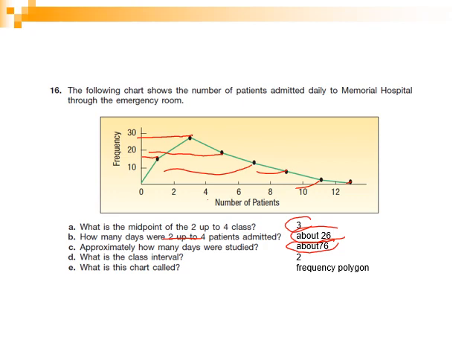Part D, what is the class interval? The class interval here is obtained by subtracting the lower limit from the upper limit in any class. We get 4 minus 2 equal to 2, so the class interval is equal to 2. What is the name of this chart? Of course, it's a frequency polygon.